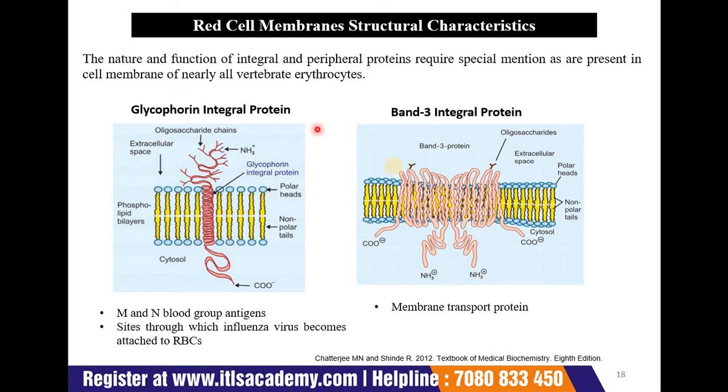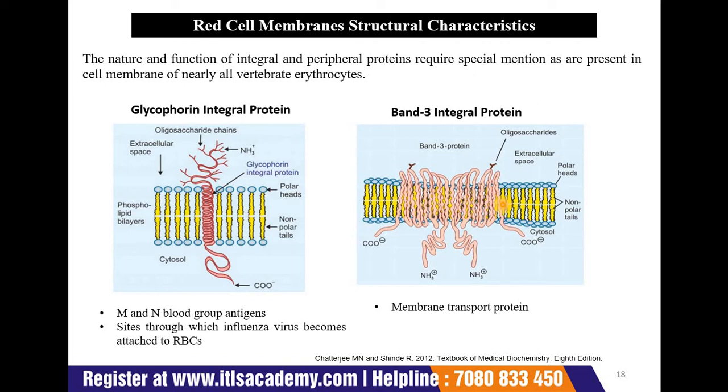Now another protein is the band 3 integral protein. This is the structure for the band 3 protein, and this is another major integral protein found in the red cell membrane. It is basically a dimer having a molecular weight of 93,000 Dalton. The polypeptide chain of the dimer is thought to traverse the membrane about a dozen times. If you look at this structure carefully, the chain goes again and again through this lipid bilayer.